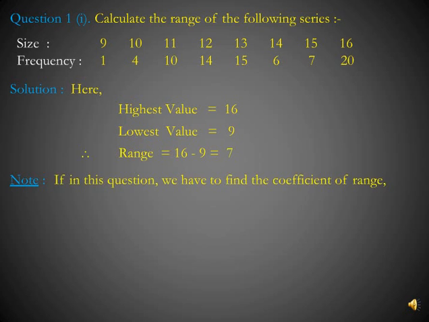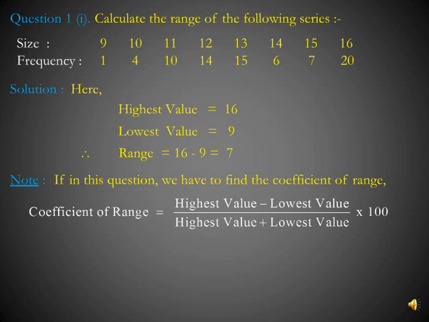Also, if in this question we have to find the coefficient of range, it would be: coefficient of range is equal to highest value minus lowest value divided by highest value plus lowest value, into 100. So it is 16 minus 9 upon 16 plus 9 into 100. That is 7 by 25 into 100, which is 28.